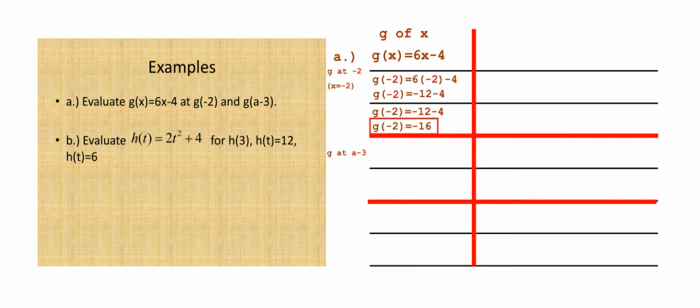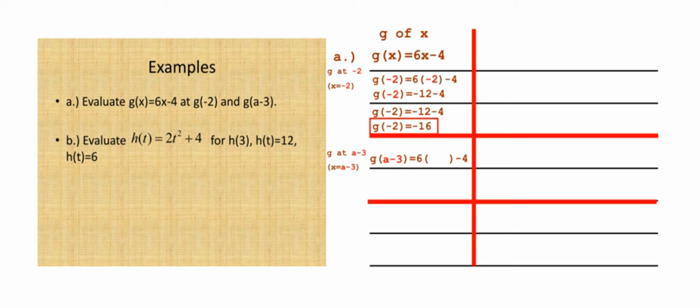Let's try the next one. g at a minus 3. So g at a minus 3, well, that implies that x equals a minus 3. So sometimes we don't have just a single number. Sometimes we have expressions substituted for our variable. So in this case, we have g at a minus 3, and wherever we have an x, keep in mind we're using the same equation as before. g of x equals 6x minus 4.